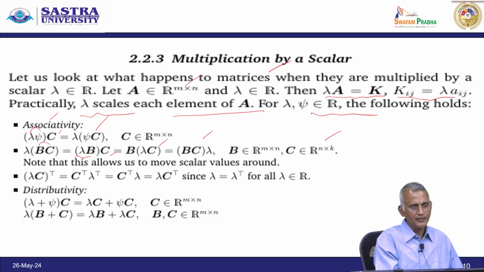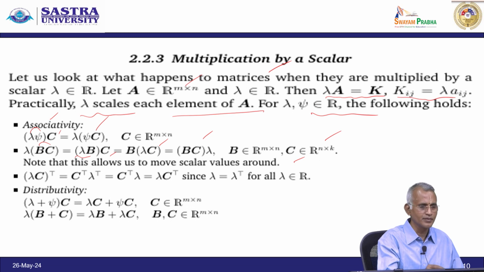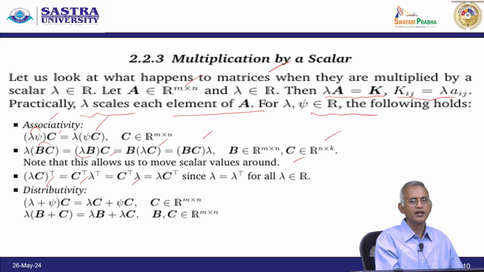So, note that this allows us to move the scalar values around. Similarly, the next one is (lambda C) whole transpose, which can be written as C transpose lambda transpose. Lambda is a scalar, so when you take the transpose, only lambda will come, and then C transpose, equal to lambda into C transpose. Since lambda and lambda transpose are equal, therefore it holds good.